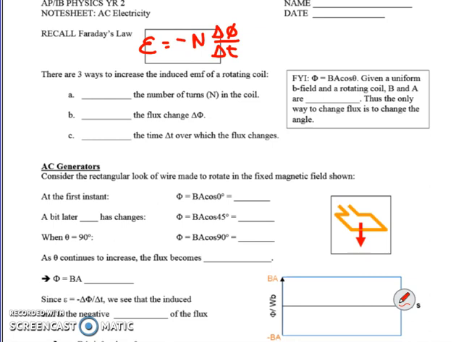Okay, so in a generator, we need to change flux, but a generator is basically a bunch of coils of wire, surrounded by a magnet of some sort. I'm just drawing a very crude picture. But the point is, flux is B times A cosine theta, right? We know that. That's what I'm talking about right here.